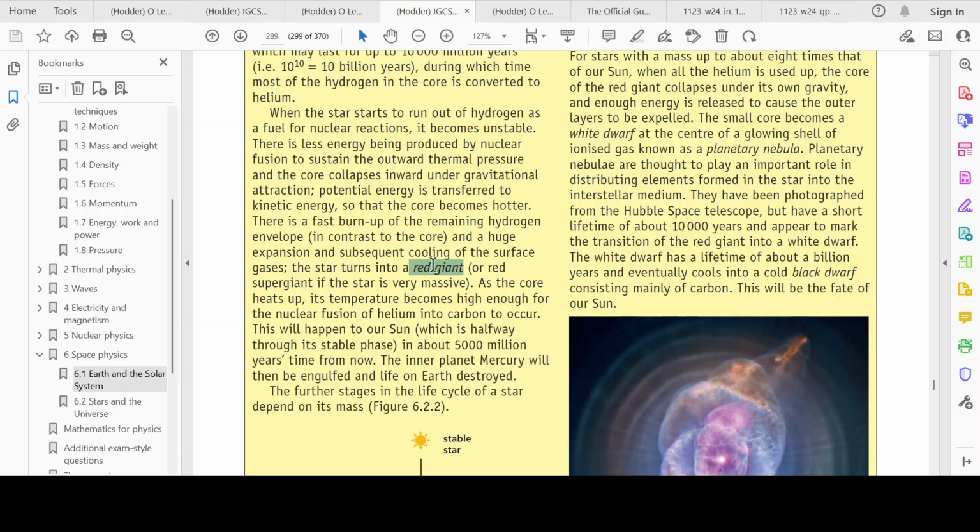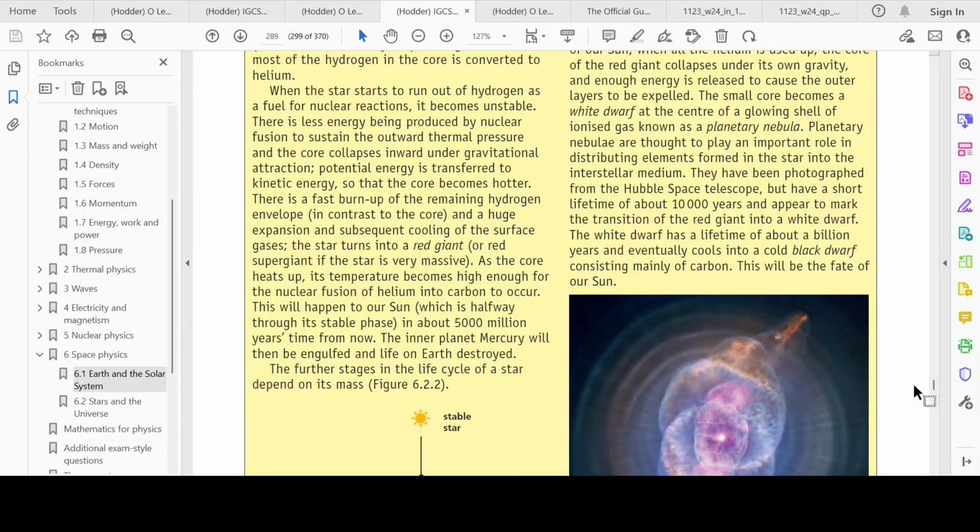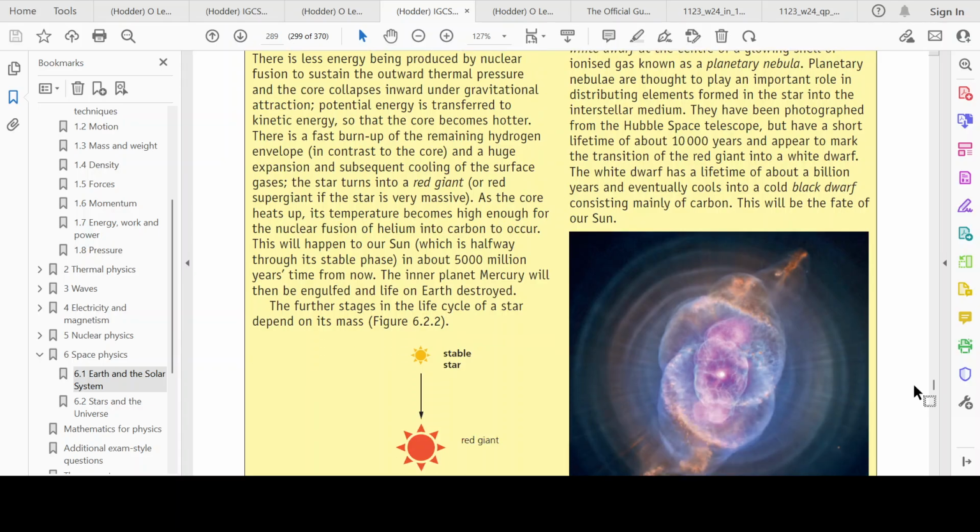And when it cools, it becomes red and turns into a red giant, or if it was much larger in size, a red supergiant. Then, as the core heats up, its temperature becomes high enough for nuclear fusion of helium into carbon. So there's a different kind of nuclear fusion going on. First, it was hydrogen to helium. Now it's helium fusing to make carbon. This will happen to our sun in about 5,000 million years, or 5 billion years. So there's still time.